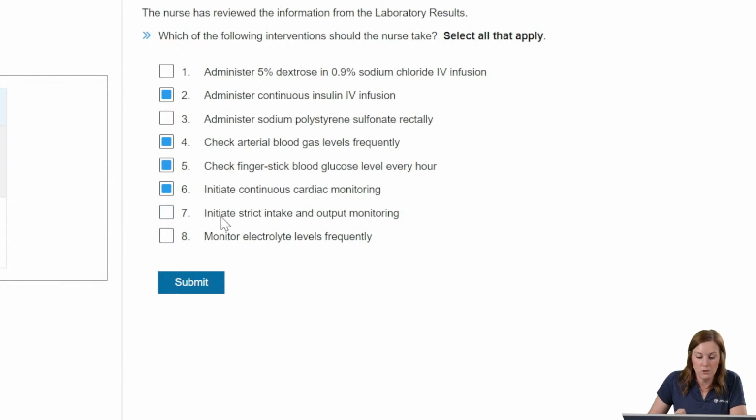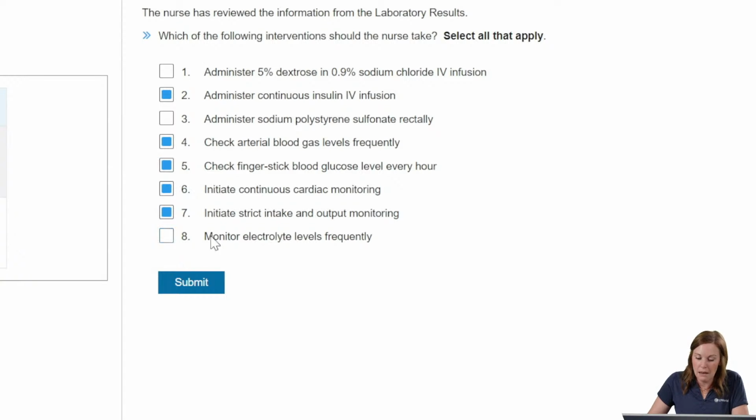Option 7 says initiate strict intake and output monitoring. This is true. With DKA, we have that major polyuria. These clients are urinating so much urine and so much fluid out. We want to make sure that our fluid resuscitation efforts are working and that what's going in, not more is coming out. So this is a situation where we definitely want to make sure we're minimizing that polyuria, we're minimizing that output, so we want to monitor those numbers.